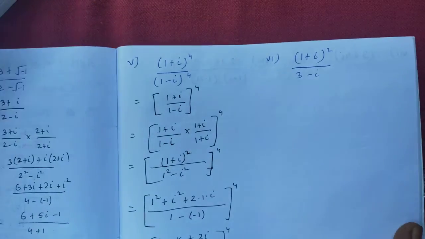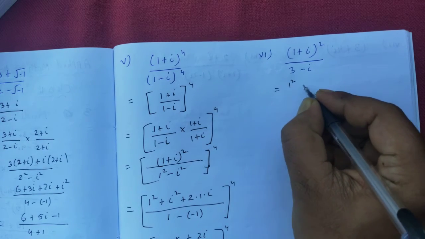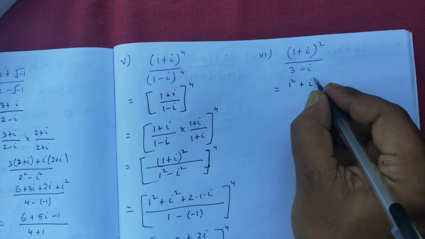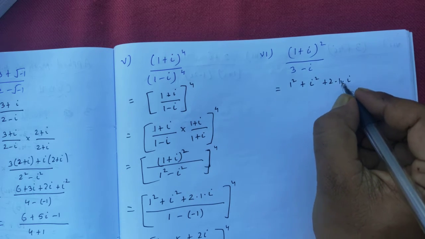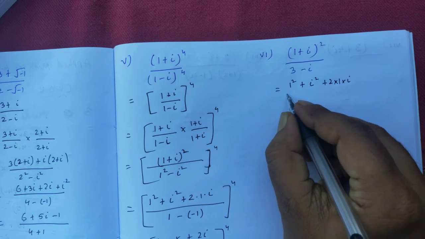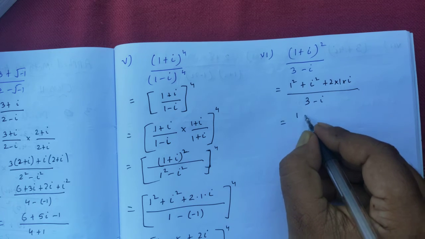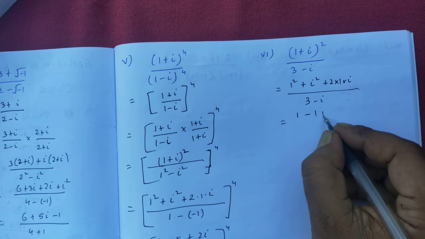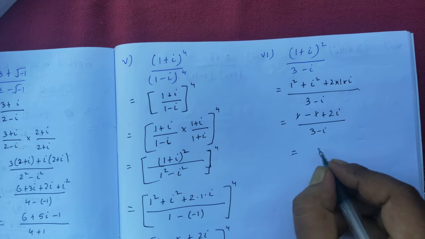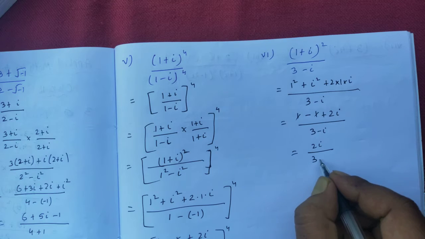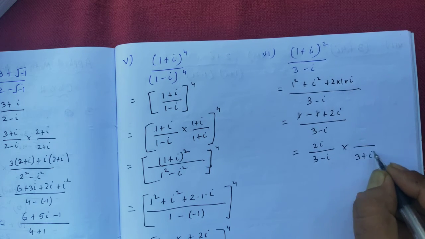Let's do this one. First, square it. 1 square means a square plus b square plus 2ab. Dot means into, okay. We can just put into 3 minus i. So 1 square is 1, minus i square is minus 1, plus 2i. So we are left with 2i by 3 minus i, so we can rationalize by 3 plus i.